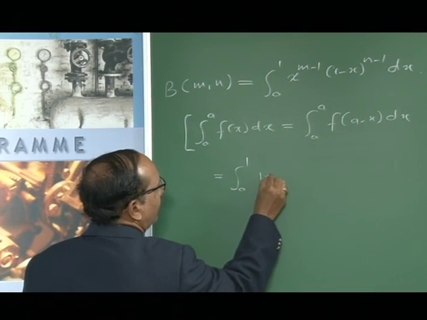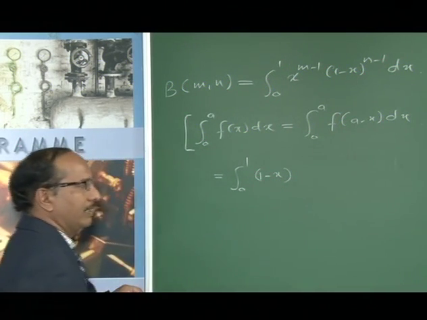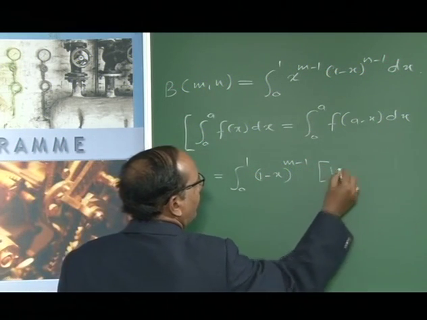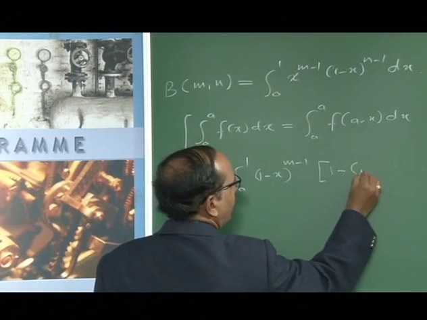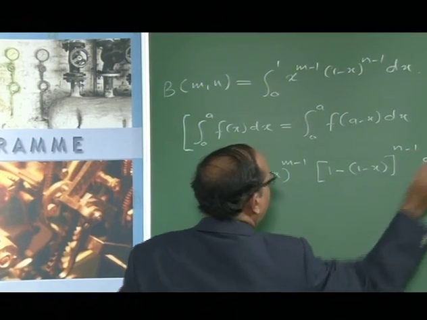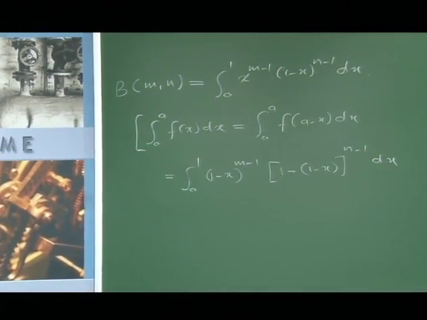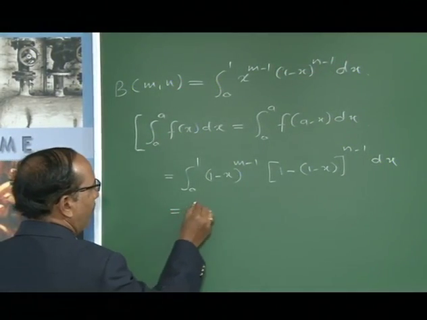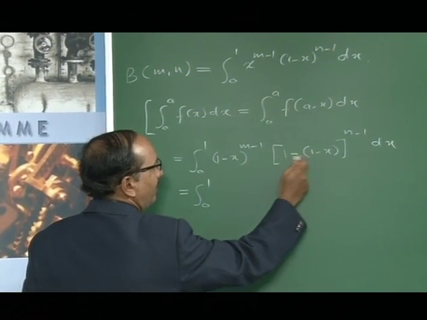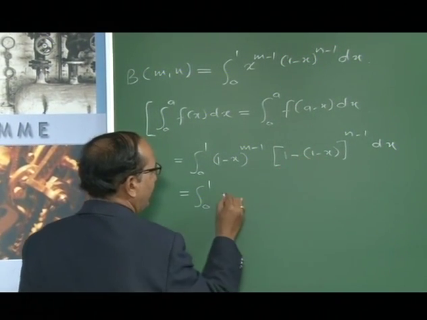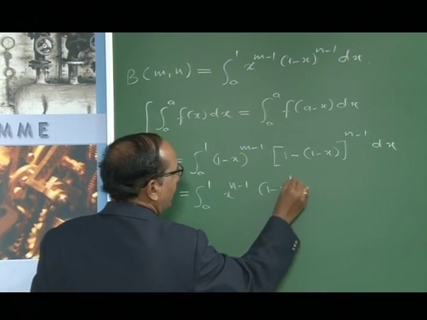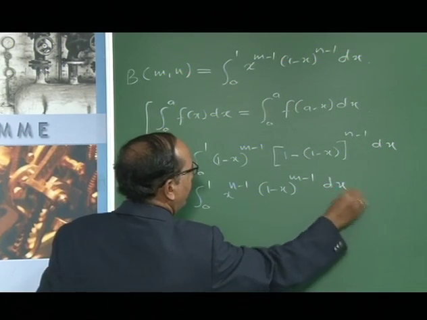In place of x we are replacing x by 1 minus x, so we get 1 minus x to the power m minus 1, and the second term, 1 minus x, is replaced by 1 minus 1 minus x, raised to n minus 1, dx. Applying the property, it simplifies to the integral from 0 to 1. I simplify the bracket term: 1 cancels, minus minus plus. So, it is x to the power n minus 1, 1 minus x to the power m minus 1 dx.